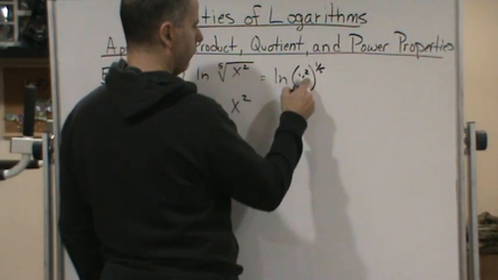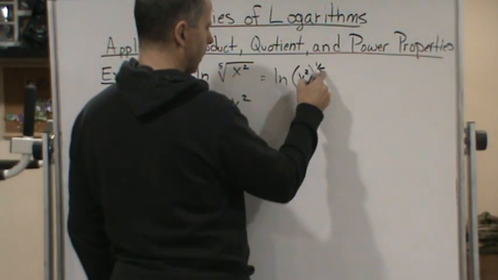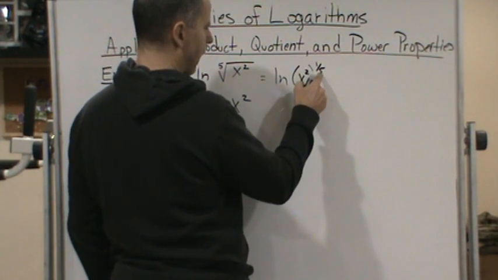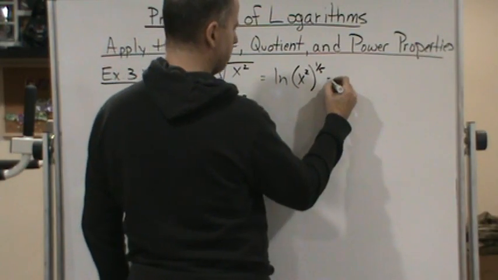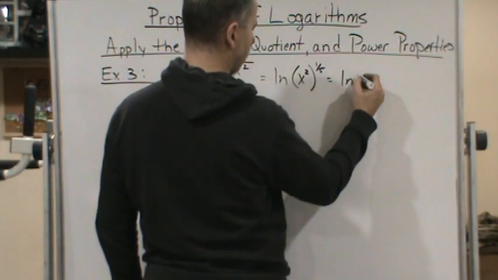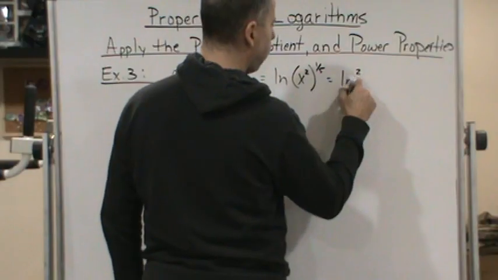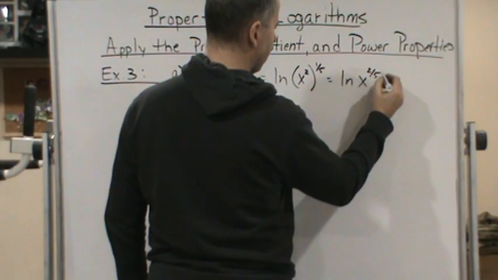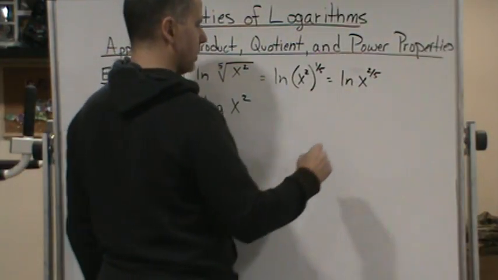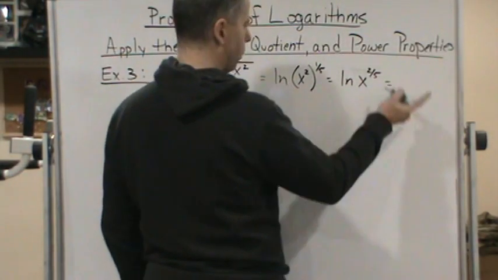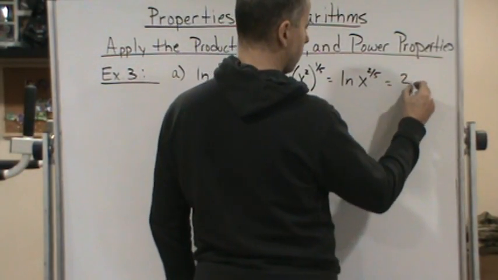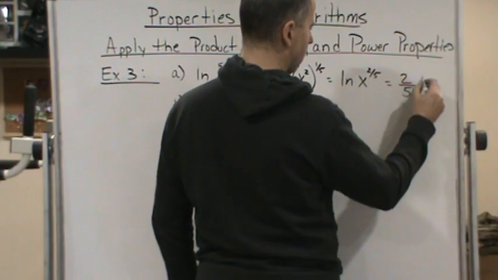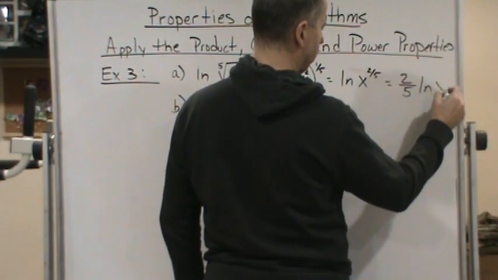and then the power property for exponents says that if you have a power raised to a power, then you multiply the exponents. So this becomes the natural log of x to the 2/5. And so now we can use the power property and pull the exponent out, and so this becomes 2/5 times the natural log of x.